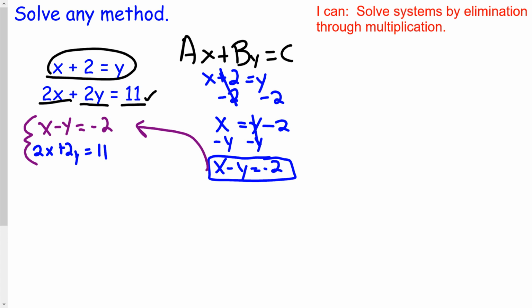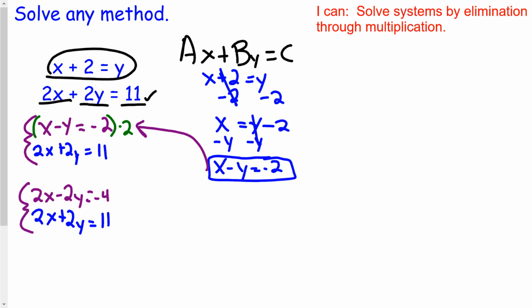I'm just going to take it one way. You may have taken it another way. I see that it's probably going to be multiplying by a 2 here. I'm going to go ahead and multiply everything by 2. So this can be a negative 2 here. That's kind of the goal. So let's multiply. It gives me a new system. 2 times x is 2x. 2 times negative y is negative 2y. And 2 times negative 2 is a negative 4. My other equation stays the same. 2x plus 2y equals 11.